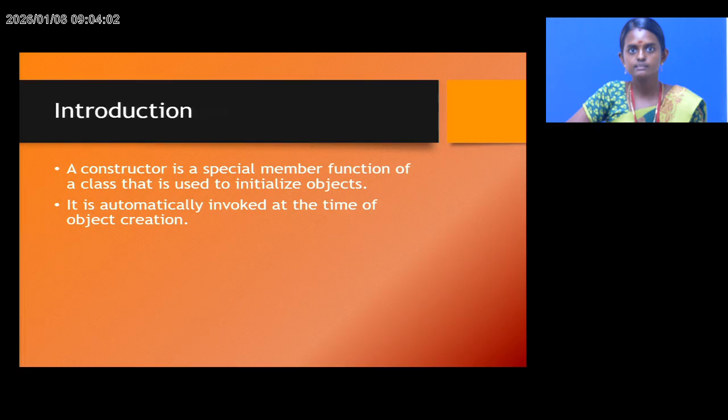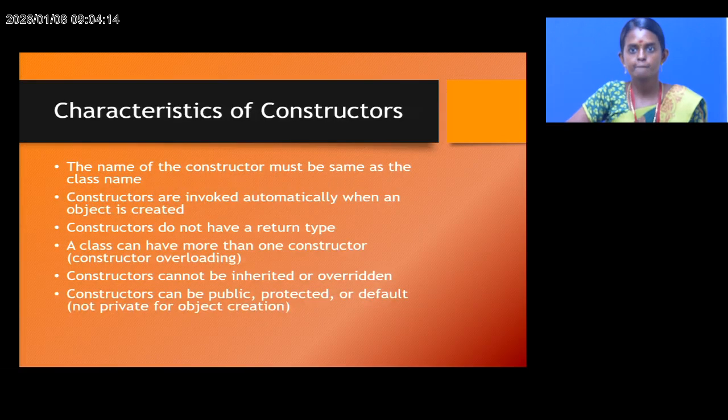In a function, we need a function call. But in the constructor, the best feature is we don't need a call. It is automatically called when we create an object. Then we see the characteristics of constructor. First of all, the name of the constructor must be the class name.